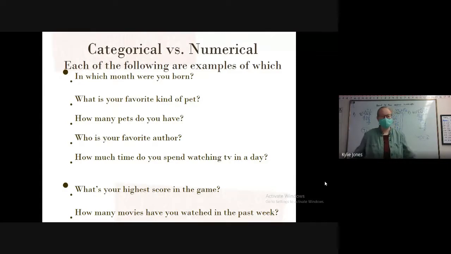Exactly. All right, we have one last one. It says, how many movies have you watched in the past week? Numerical or categorical? Give it about 10 seconds. Think about that one.